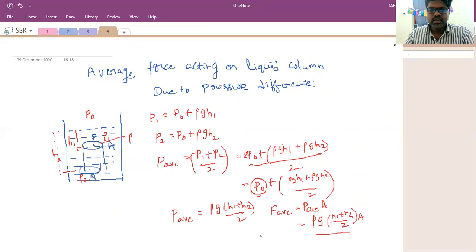And the average force acting on the liquid column due to pressure variation. Okay, thank you.